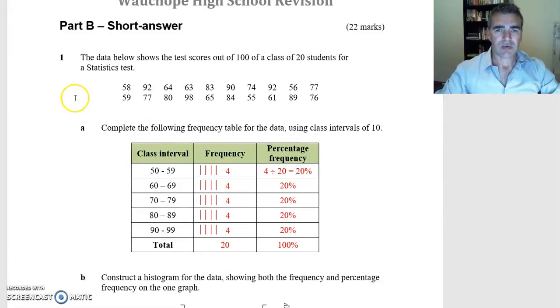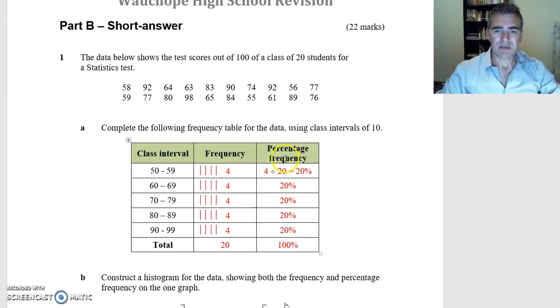For the beginning of our short answers, I've got 20 students' class results here out of 100. I didn't realise until I was going through it that I chose a poor data set here, because when we place them, 58 fits in this set here, 59 also fits in this range here, 92 fits in here, 77 fits in here, and if we keep putting all that data in our class intervals, then we find that there's 4 in each one. We add them up, 20.